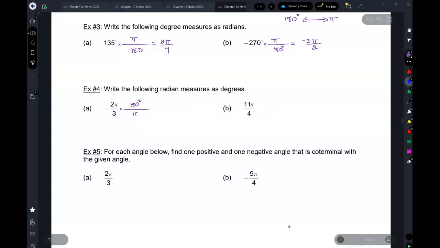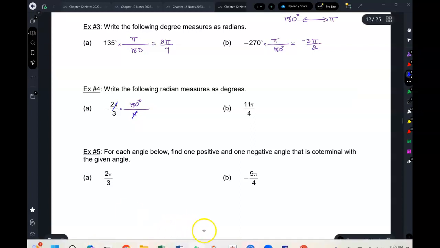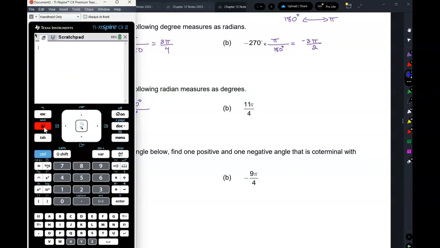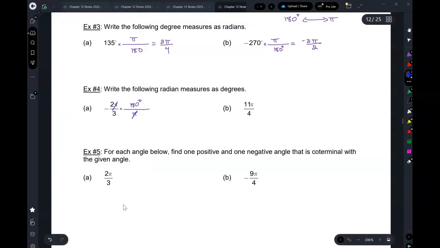Now take a look at what happens here. Pi, go away. So I have negative 2/3 times 180. Make sure you get the parentheses and stuff right, okay? So negative 120 degrees.